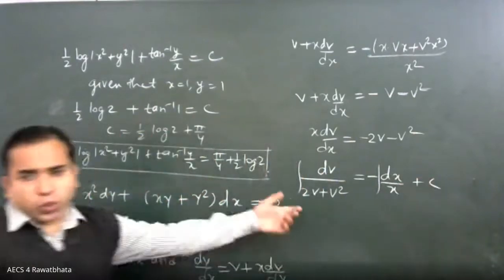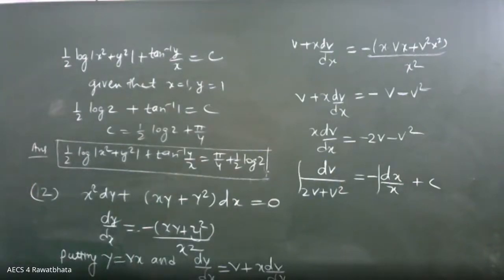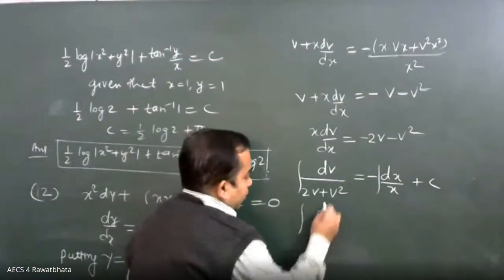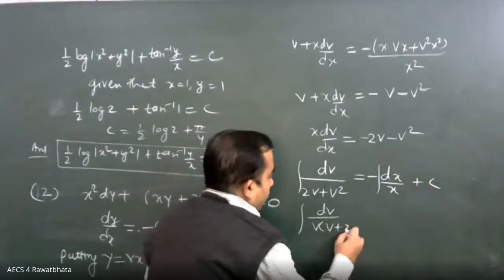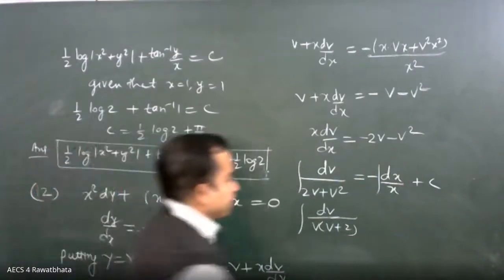What should be a way to integrate this, students? Any one of students of A section? What should be a way? Repeat. What? I think first you are thinking of taking v common, then v and v plus 2, then partial fractions, I think you are trying to say. Okay.